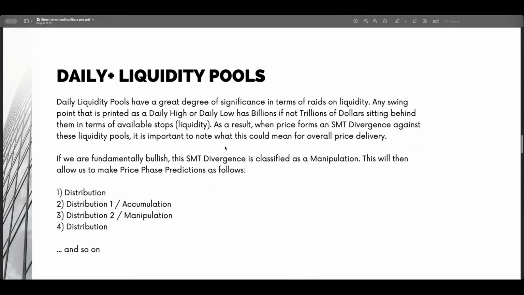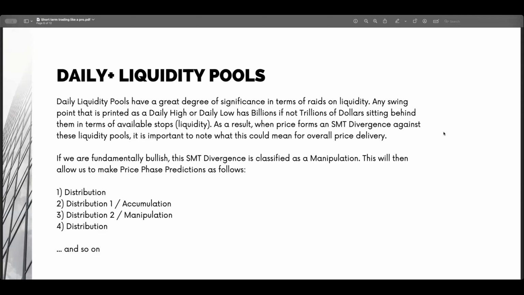Daily liquidity pools have a great degree of significance in terms of rates on liquidity. Any swing point that is printed as a daily high or a daily low has billions, if not trillions of dollars sitting behind it in terms of available stops. So what are available stops? Liquidity. It's a pool of liquidity above daily highs and daily lows, if you're looking at it correctly.